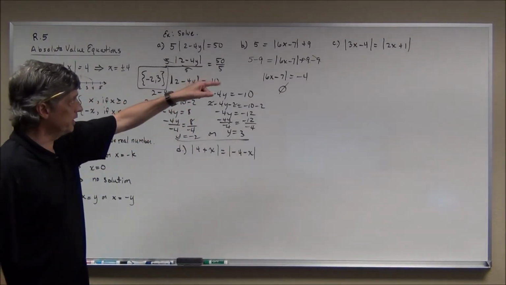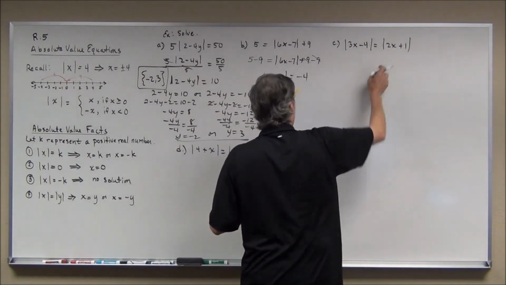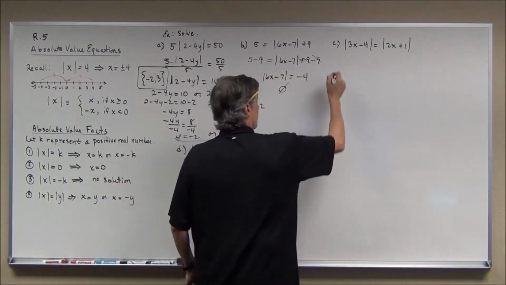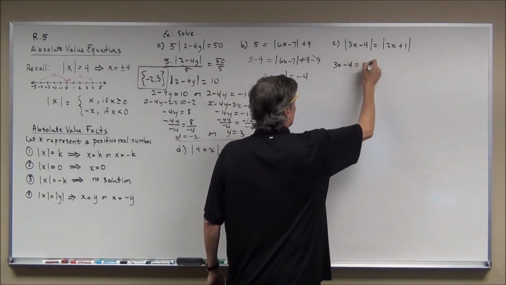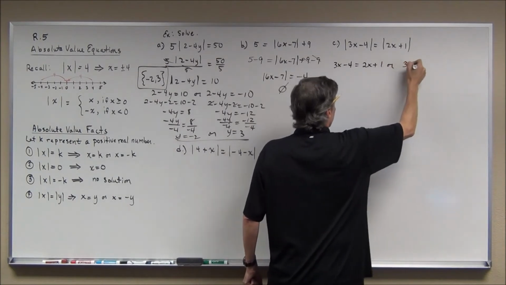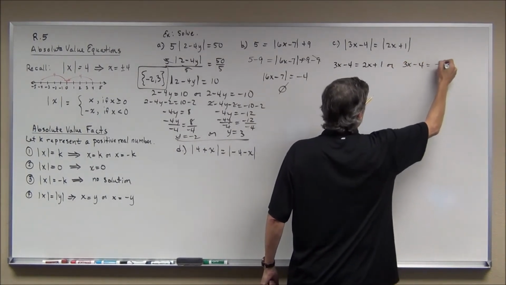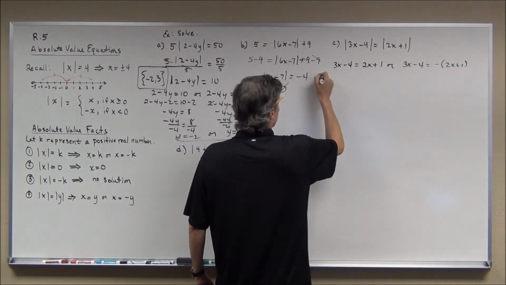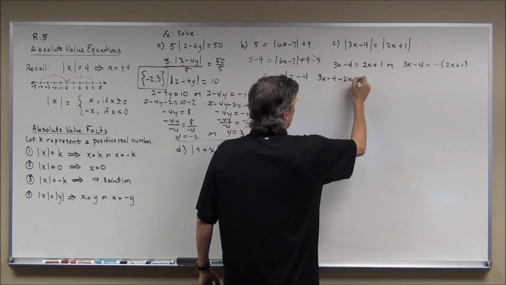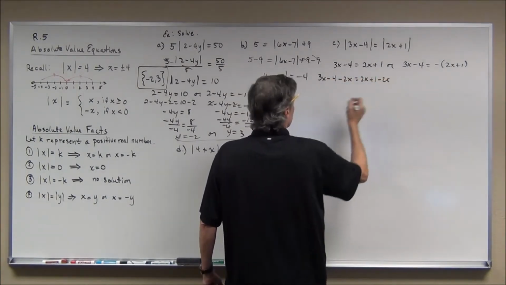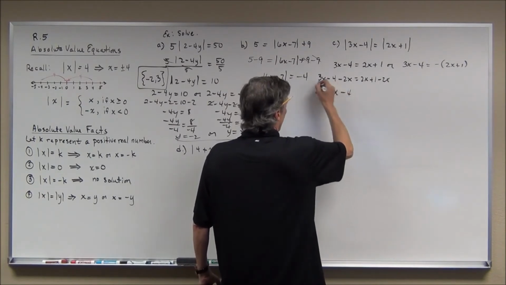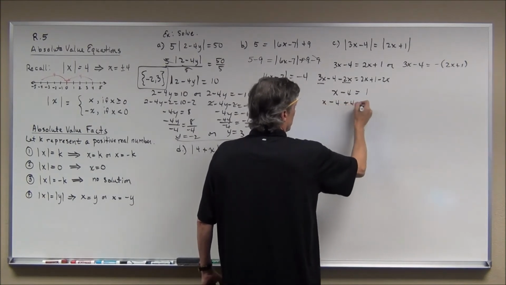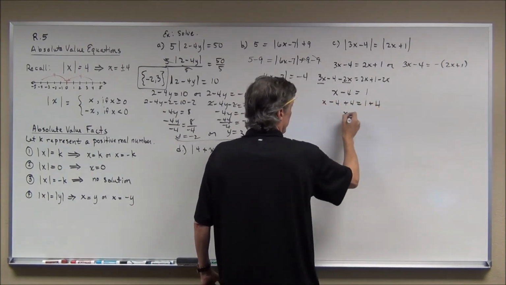Now for C here, I have absolute value of an expression equal to an absolute value of another expression. Well, according to property 4 there, that means that 3x minus 4 is equal to 2x plus 1, or 3x minus 4 is equal to the opposite of the quantity 2x plus 1. So here I'm going to get the variable on one side. I'm going to subtract 2x from both sides. Hopefully you can still read this. And that would give me x minus 4, combining like terms, is equal to 1. And then I will add 4 to both sides. And it looks like I have one answer of 5.